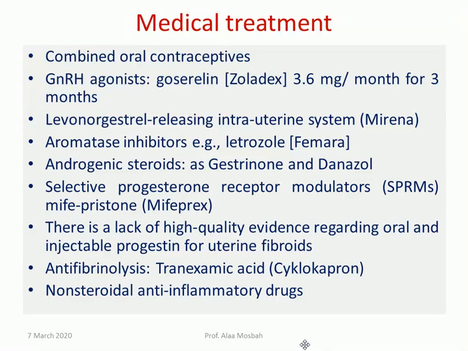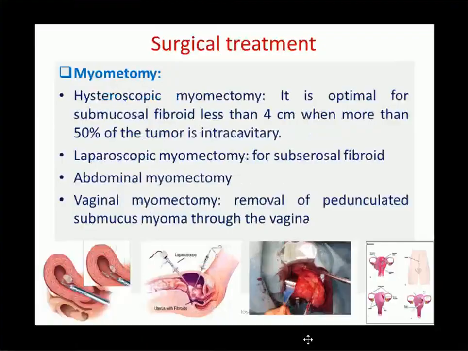Antifibrinolytics like tranexamic acid can decrease the amount of blood loss during menstruation, and also non-steroidal anti-inflammatory drugs prove to be beneficial, and also for control of pain.